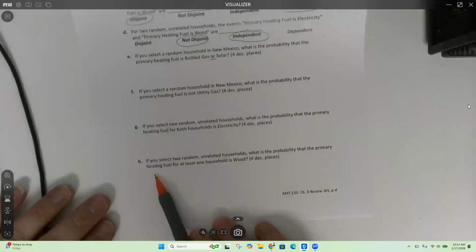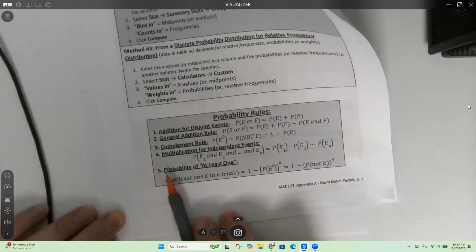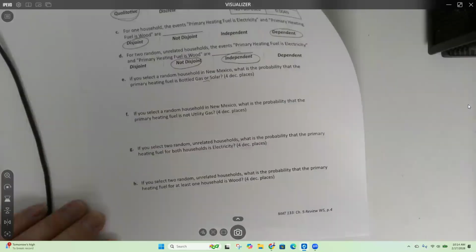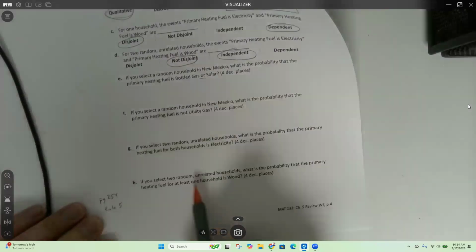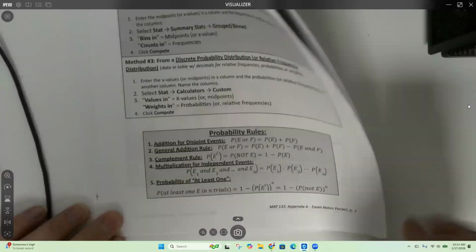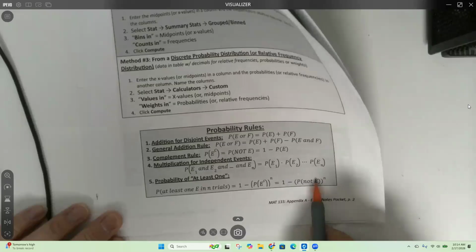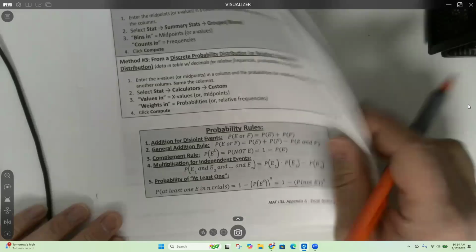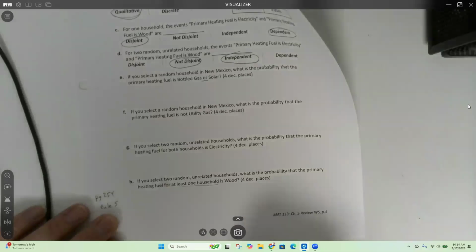Question H is another one of those at least ones. Okay. So this one is page 254, rule 5, right? At least one household is wood. So to do that, it's basically two parts. You have to first calculate what's the probability of not wood. You plug that in here, 1 minus the number you get, and then you raise it to the power of how many houses you're looking at, in this case, 2. Okay.